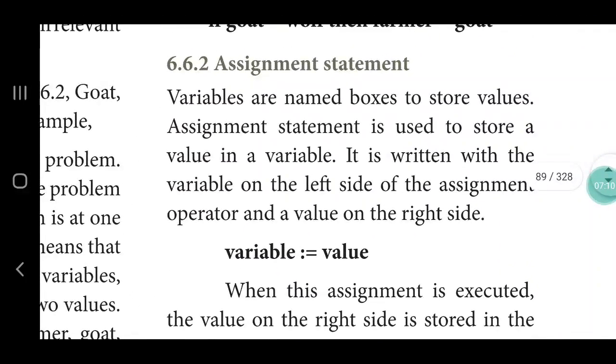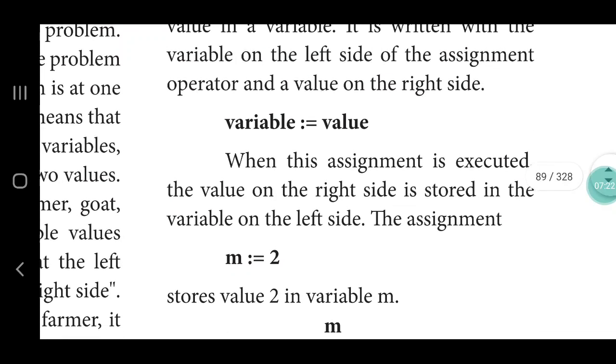Assignment statement means there may be a variable. A variable is a named box to store a value. Here the syntax is given as variable colon equal to value. That is, m equal to 2, so the value 2 will be stored in the variable m. By seeing this we can understand how values are stored.